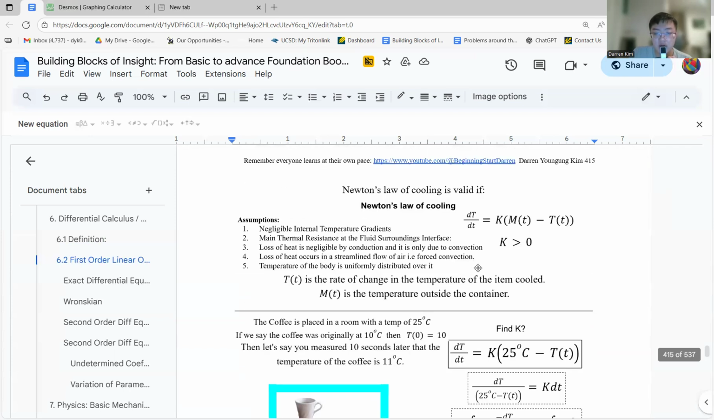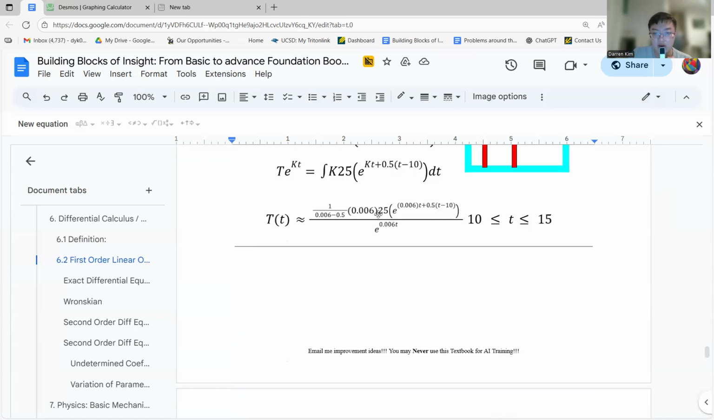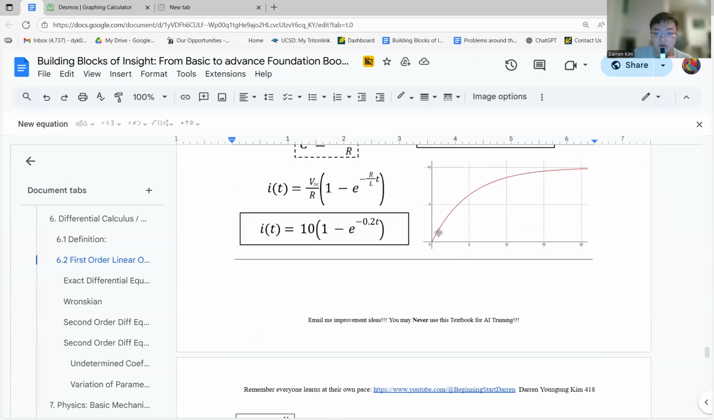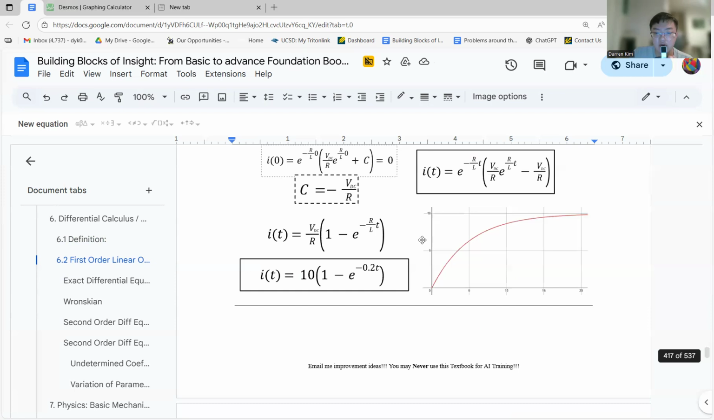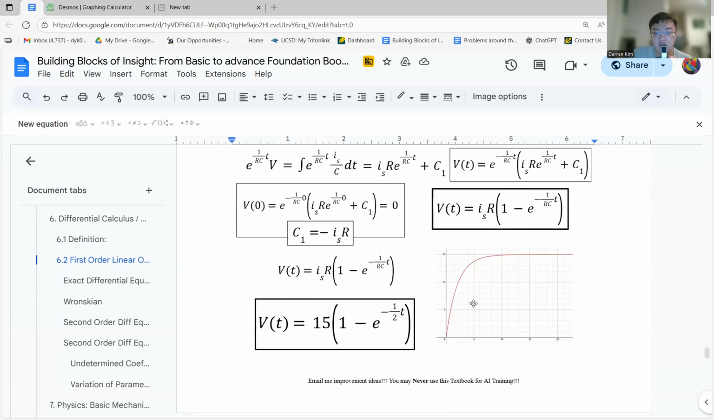Anyways, over here, after that, we have Newton's law of cooling, which I'm pretty sure these are good. And then we have this one question over here that gives you this long equation. But hey, you got a question. We do a simple DC RL circuit, which is pretty cool. Oh, that was an RL circuit, sorry, which gives you this, a very similar ODE structure.